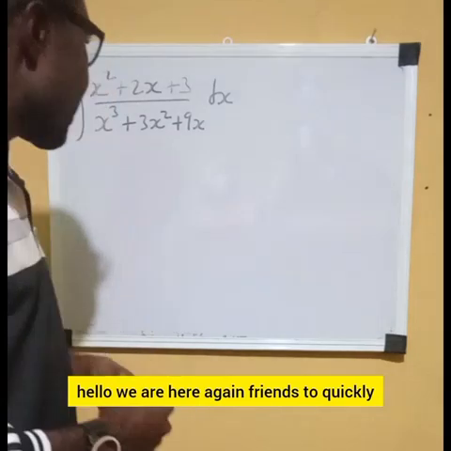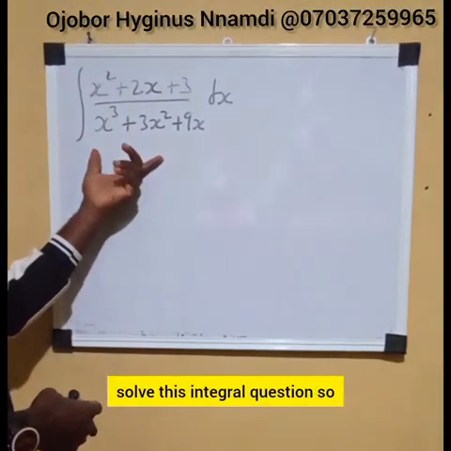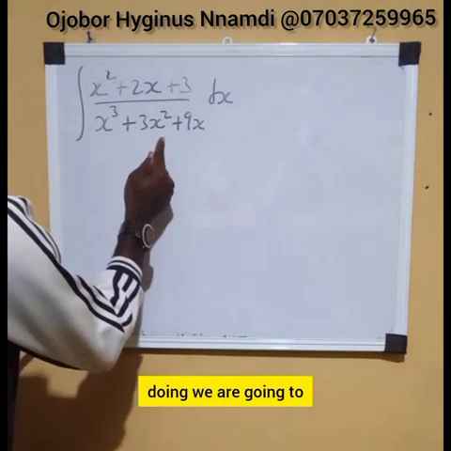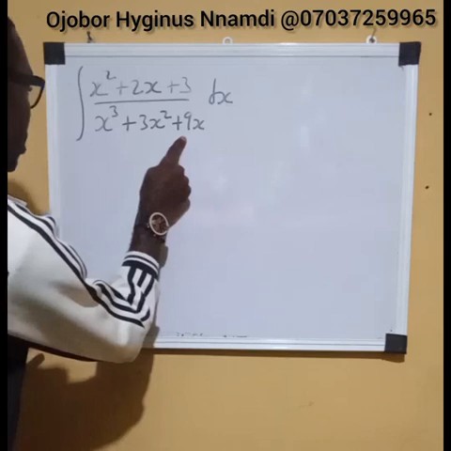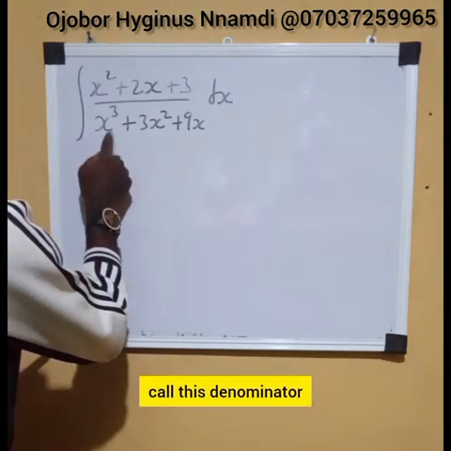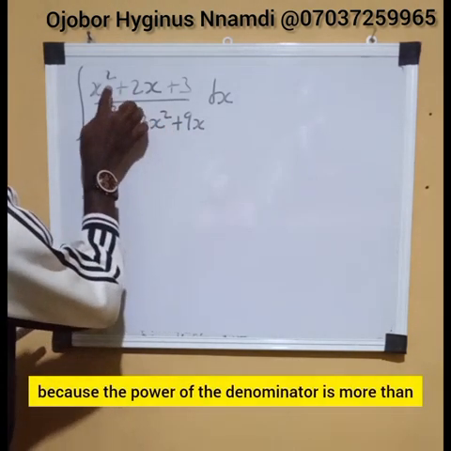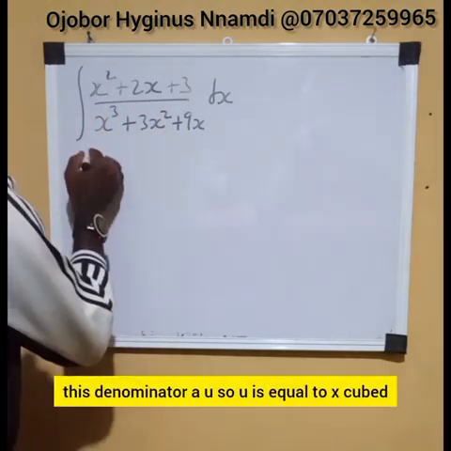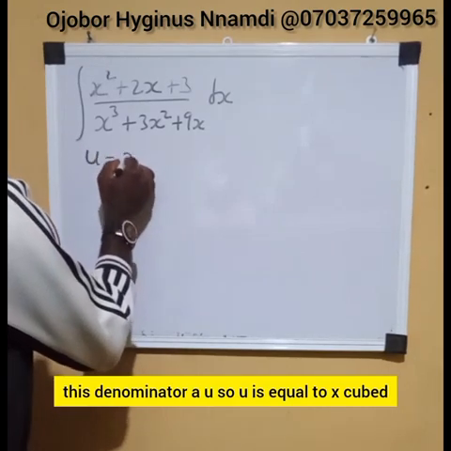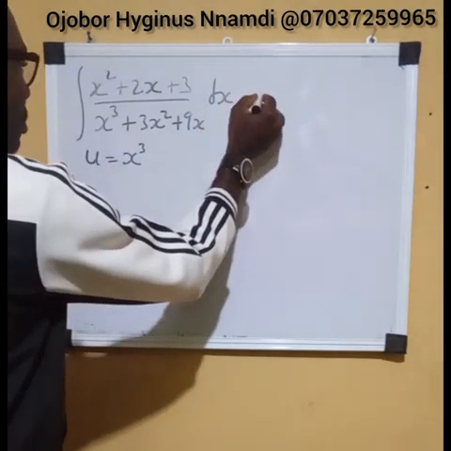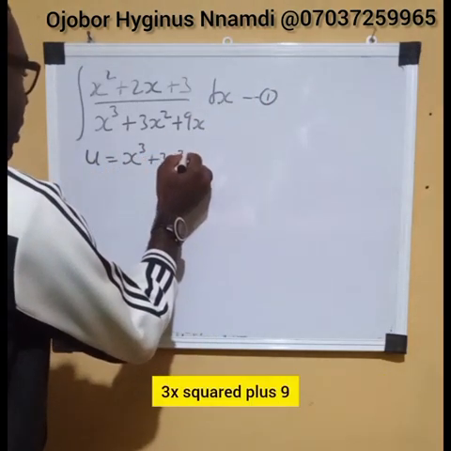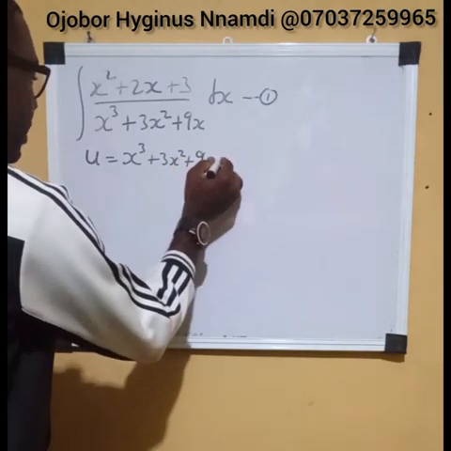Hello, we are here again, friends, to quickly solve this integral question. Just like we have been doing, we are going to call the denominator u, because the power of the denominator is more than that of the numerator. So u is equal to x cubed plus 3x squared plus 9x. Call this equation 1.